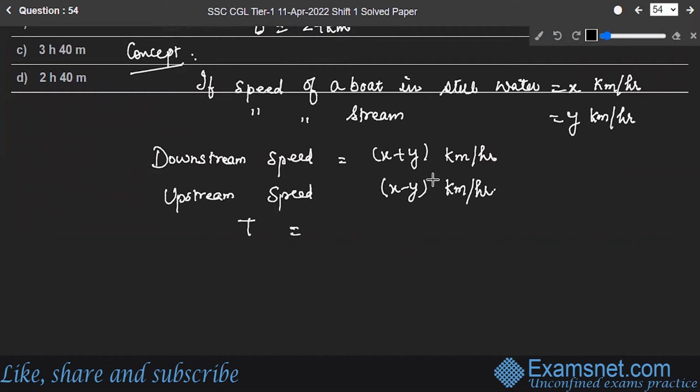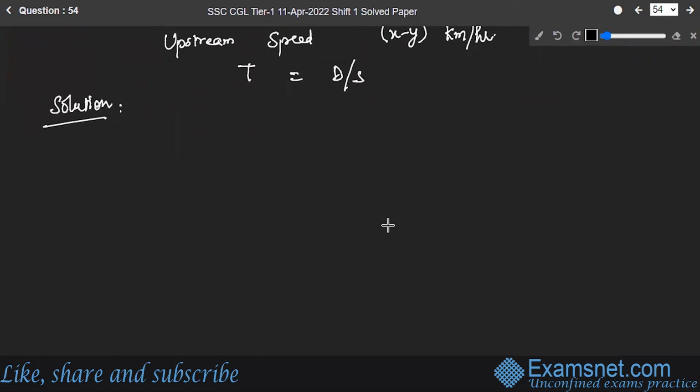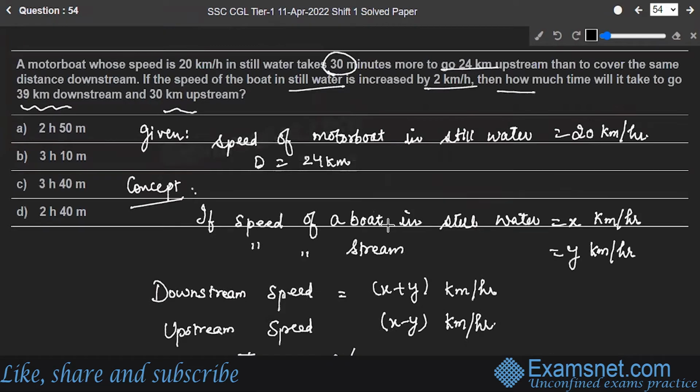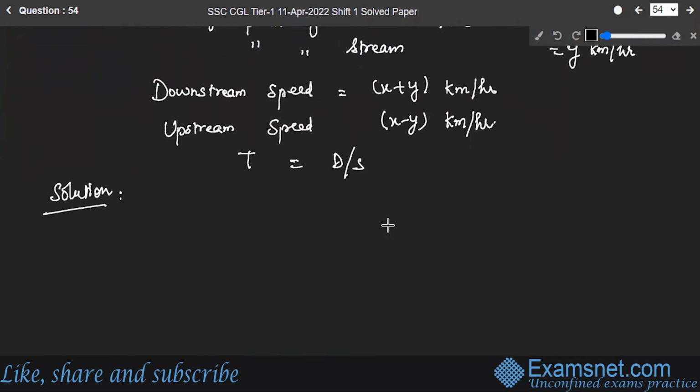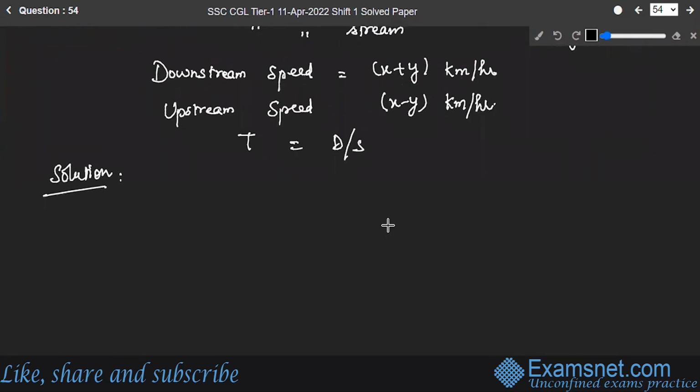Also, you know, the time is equal to distance upon speed. This formula is of course there. So let's move towards the solution of the problem. So in this question, what is given to us? According to the question, the motorboat takes 30 minutes more to go 24 kilometers upstream than to go downstream. Correct? I'll be using this thing.